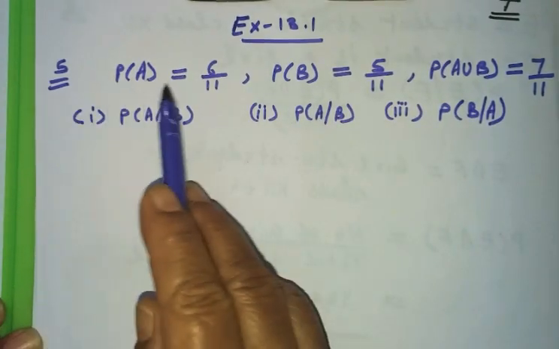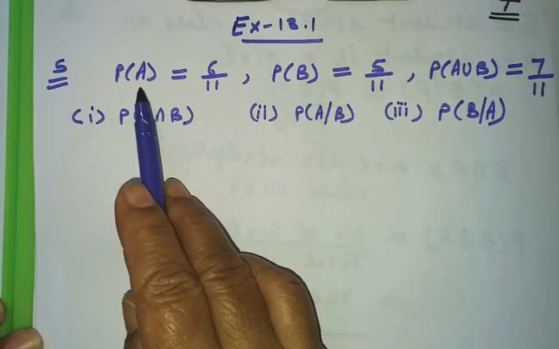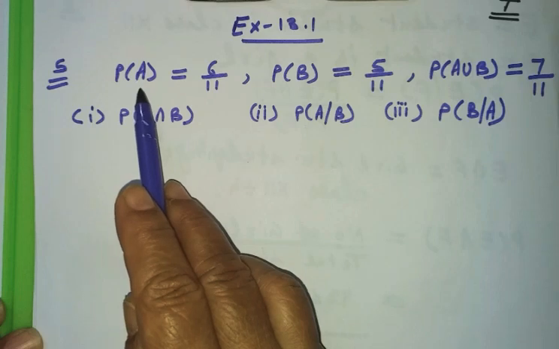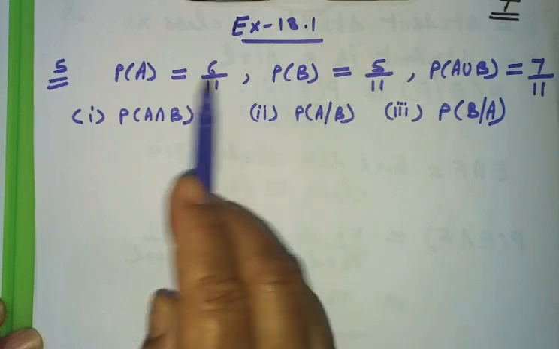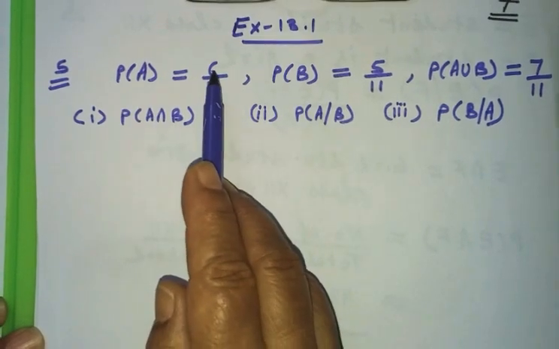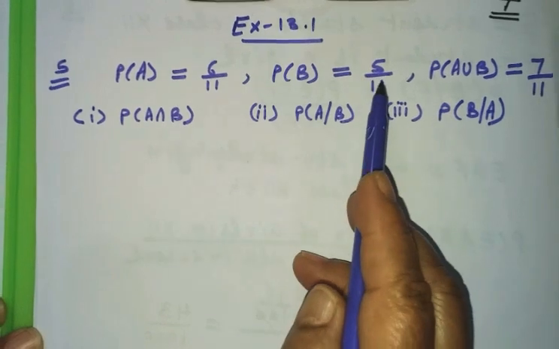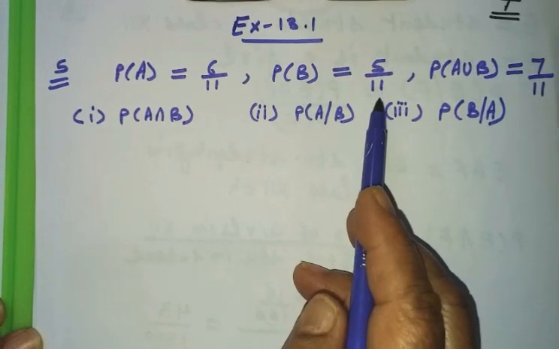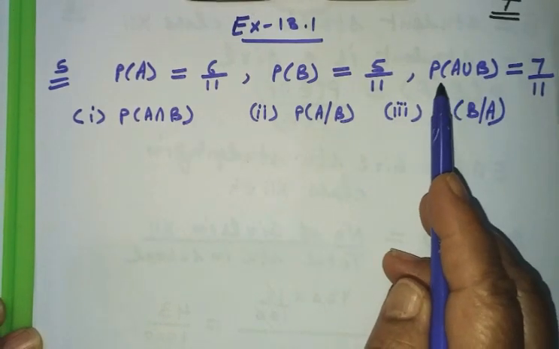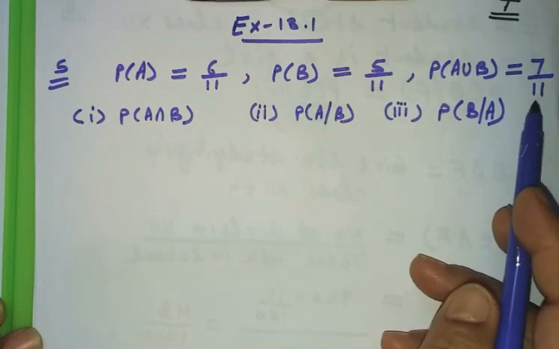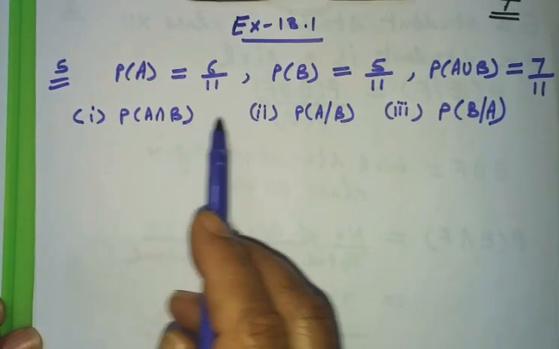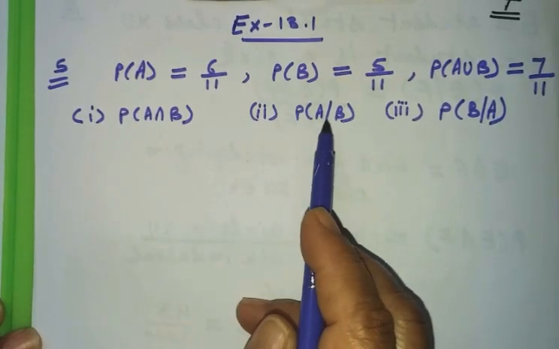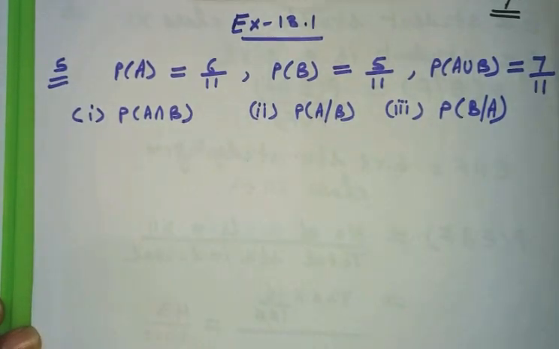Fifth question. A is any event associated with some sample space. B is any other event associated with the same sample space. Probability of A is given to be 6 by 11. Probability of B has also been given to be 5 by 11 and probability of A union B is 7 by 11. We have to find probability of A intersection B in the first part, P(A/B), and P(B/A).